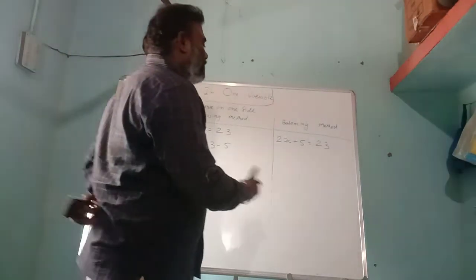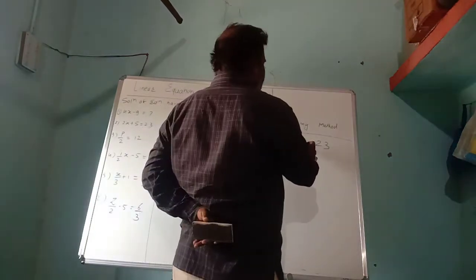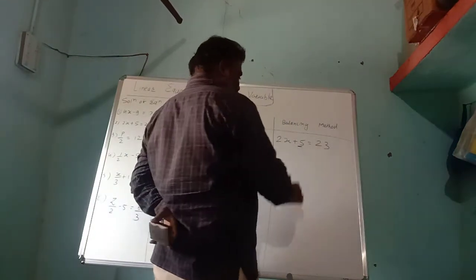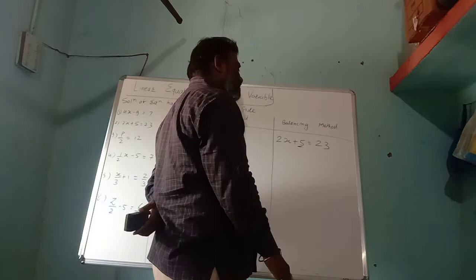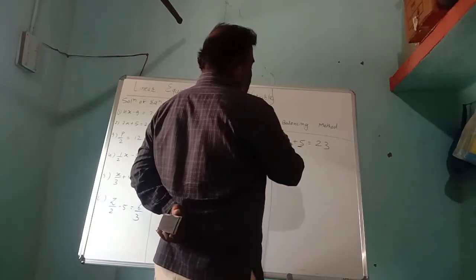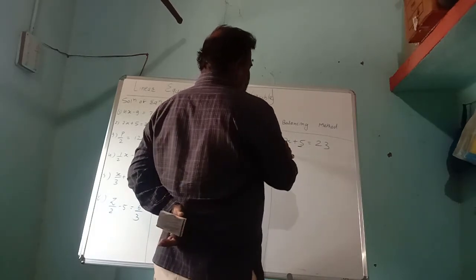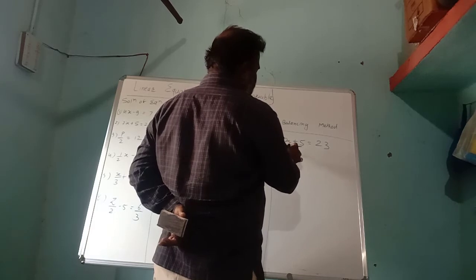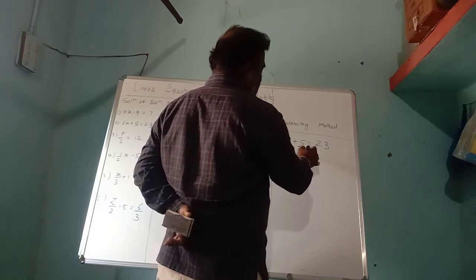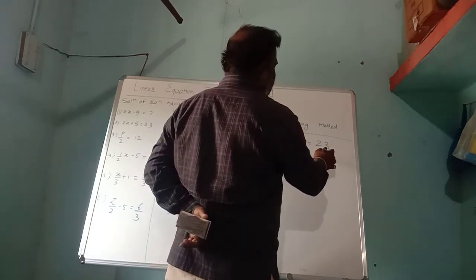Now by the balancing method, again we have to concentrate on the constant. On the left hand side the constant is plus 5. For removing this plus 5, subtract 5 from both sides.